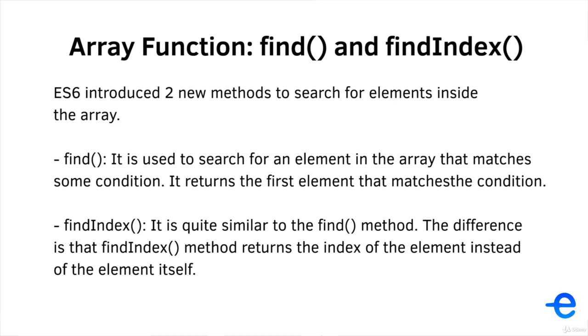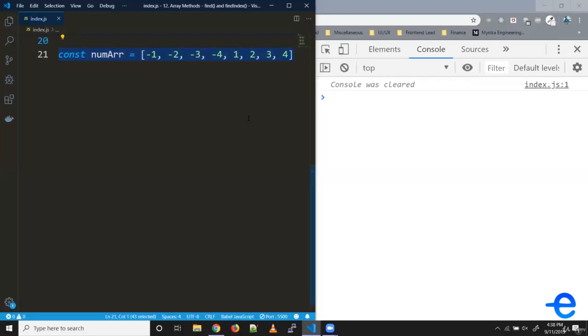The findIndex method is quite similar to the find method. The difference is that findIndex returns the index of the element instead of the element itself. Let's try an example to understand these better. Let's say we've got this number array with some numbers inside it. Say we wanted to check whether this array has an even number or not.